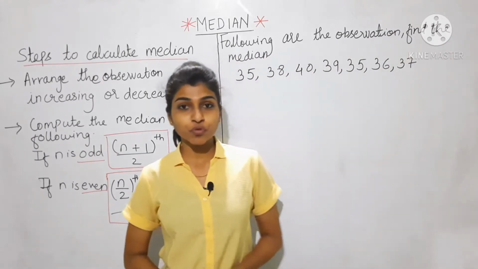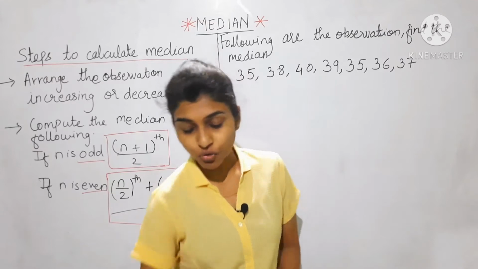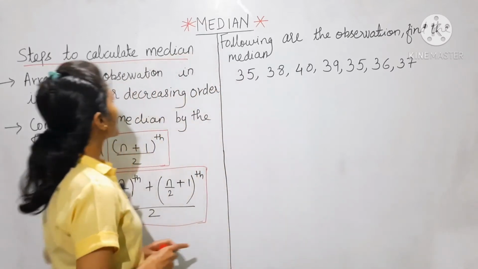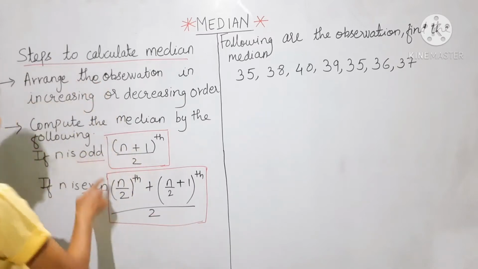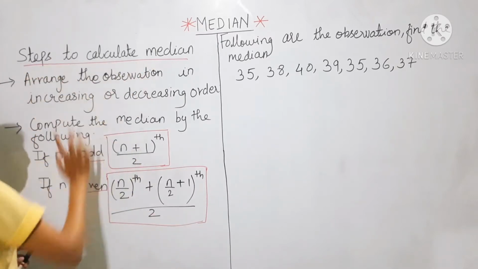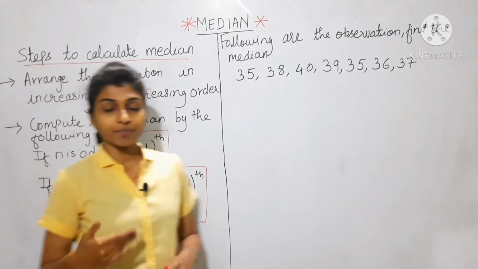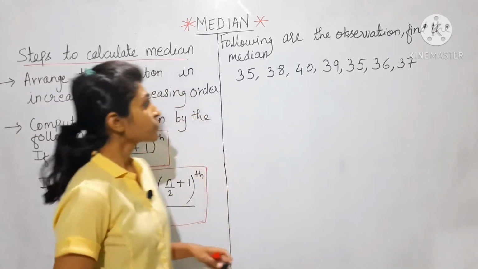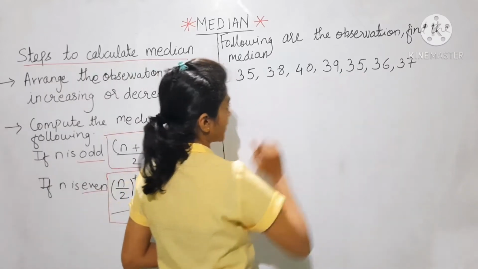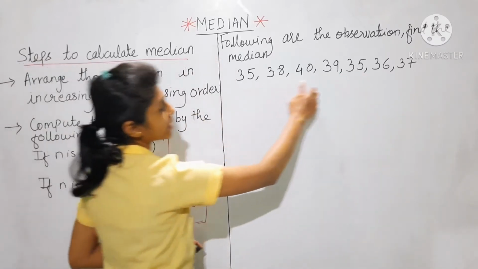Okay, so now we'll move to the example of how to calculate median. So there are steps to calculate median. Step number 1: steps to calculate median if it is individual observation or ungrouped data. Individual observations are in this way.